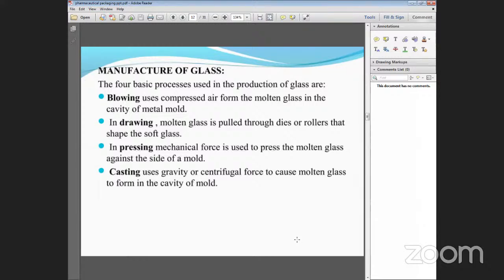Next is casting. Use gravity or centrifugal force to cause molten glass to form in the cavity of the mold. That means after the completion of the shape of the glass, we need to have a space inside the glass container. So casting is the process in which we give the space inside the container. If the glass container does not have space, then it is not possible for us to store the medicine inside it. So casting is the last step, where it prepares the space for storing. So this is the manufacturing procedure of glass.